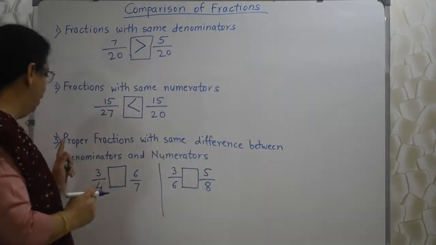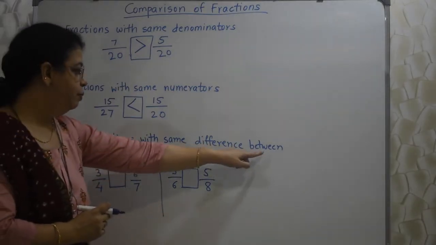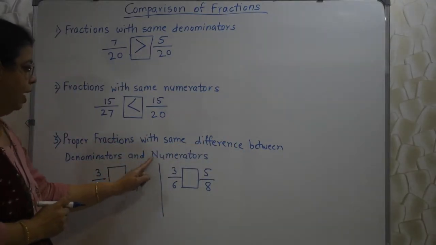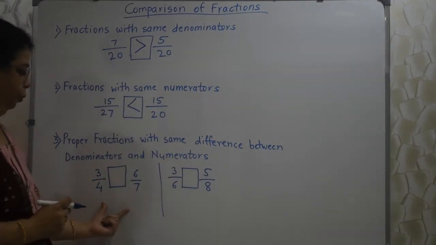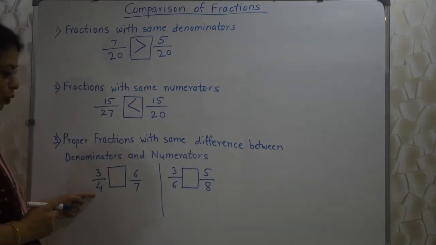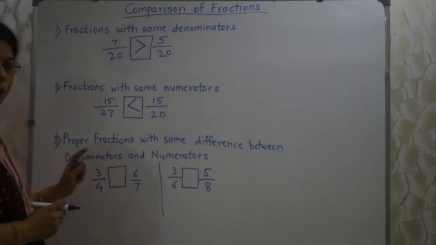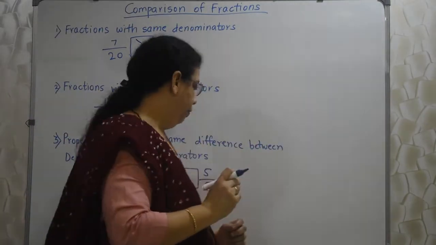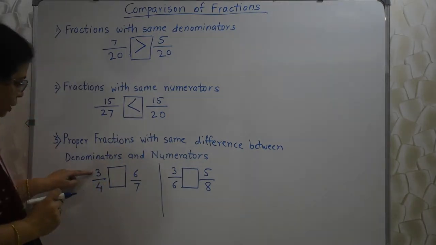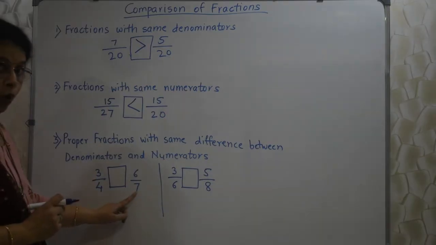Okay. Next one. Proper fractions with the same difference between denominators and numerators. What is the meaning of this? When we solve this, you will know. 3 upon 4 and 6 upon 7. If you observe, I have used the word proper here. Proper means the smaller number in the numerator and the bigger number down, that is the denominator. Okay? Here 3 is smaller, 4 is bigger. 6 is smaller, 7 is bigger. So they are proper fractions.